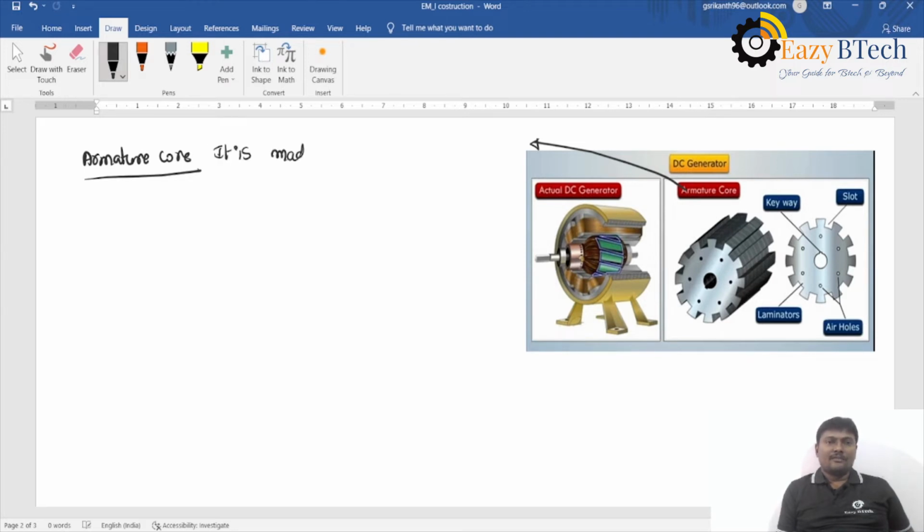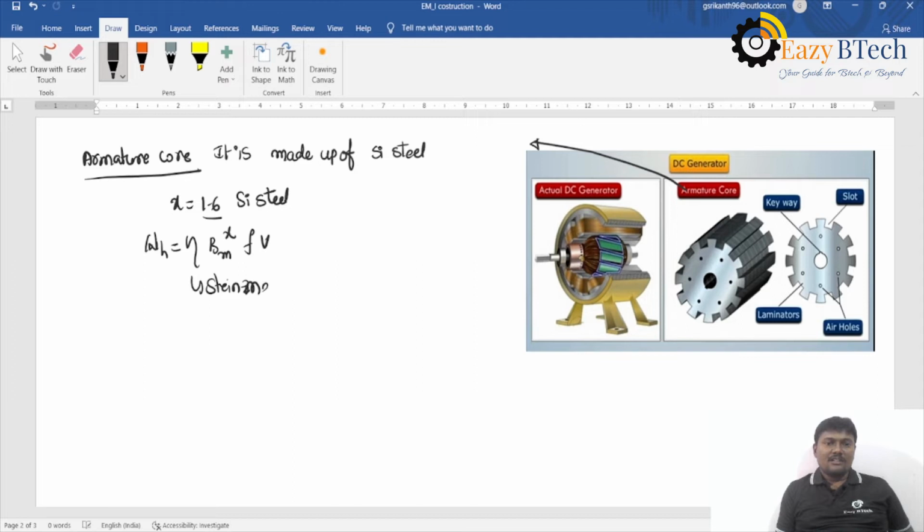Generally, the armature core is made up of silicon steel. Why are we using silicon steel? For silicon steel, the hysteresis coefficient is less, that is 1.6. The hysteresis loss is equal to eta Bmax to the power x times F V, where eta is called the Steinmetz coefficient.